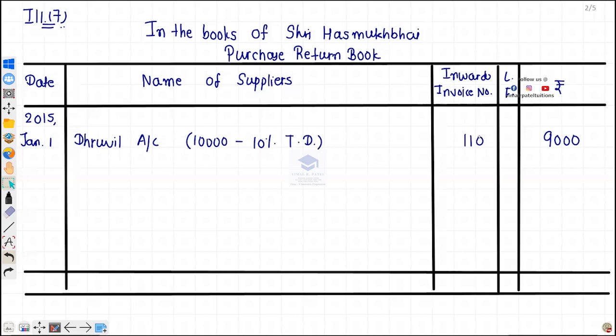So on the third we have purchased goods from Kamal. $4,000.